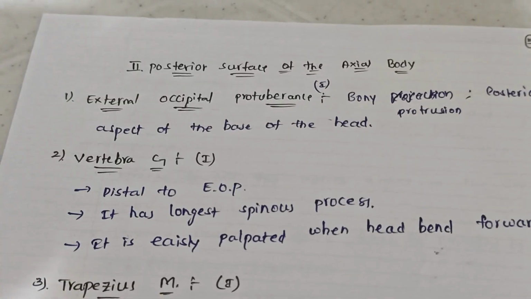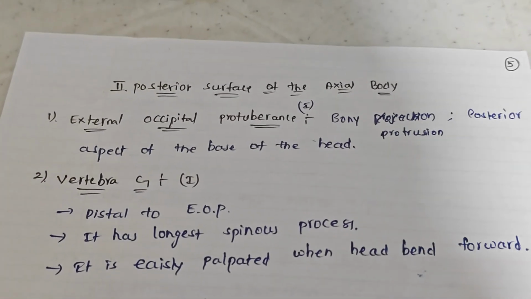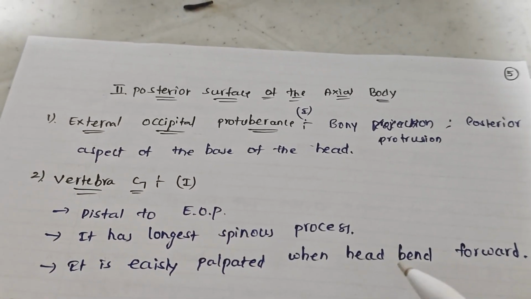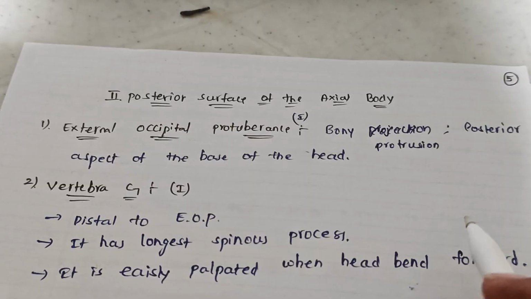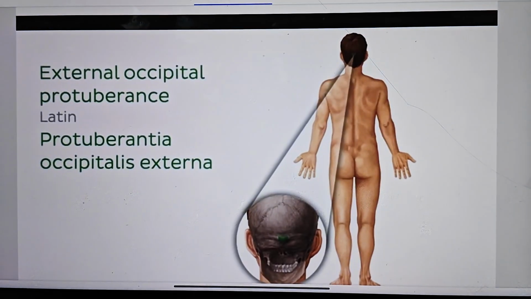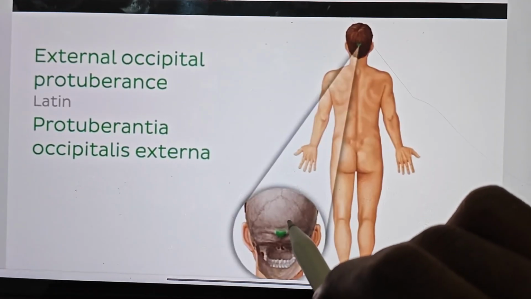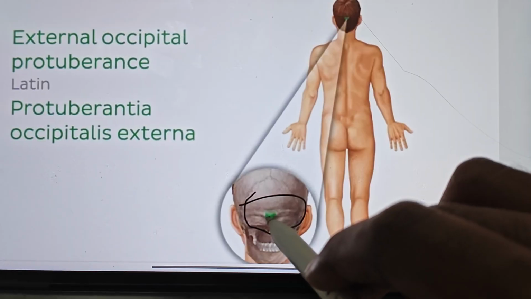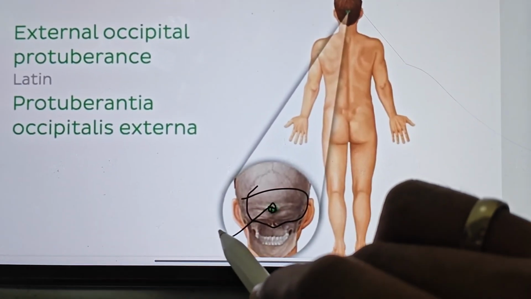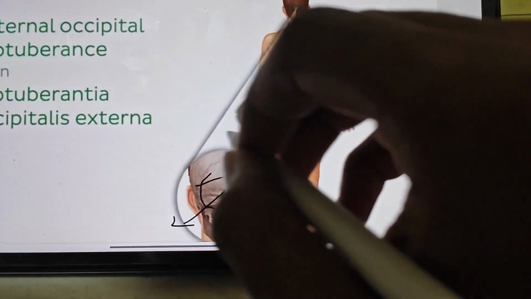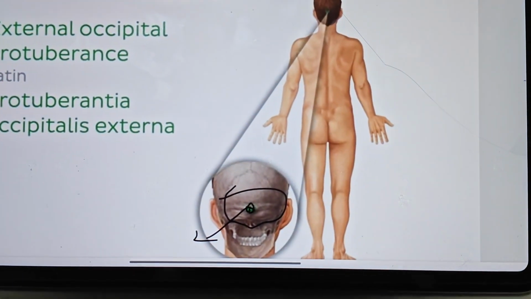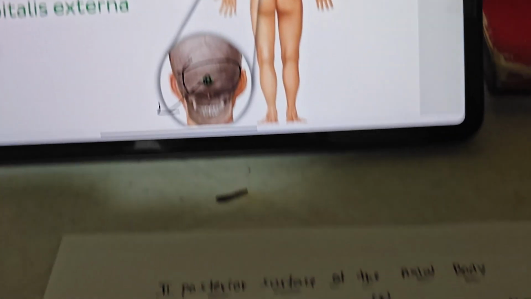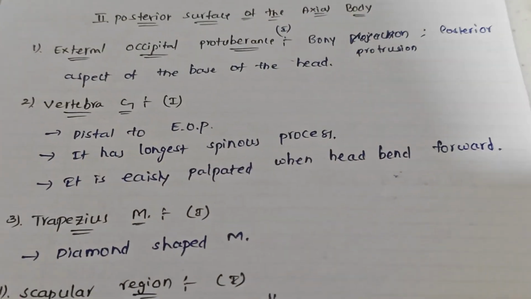Now we will look at the posterior surface of the axial body. Firstly, the external occipital protuberance, which is a bony protrusion. It is present at the posterior aspect of the base of the head. We know that this is the occipital bone, and this one you see right here is like a bump, a bony protrusion, located in the posterior aspect of the head, which is called the external occipital protuberance.